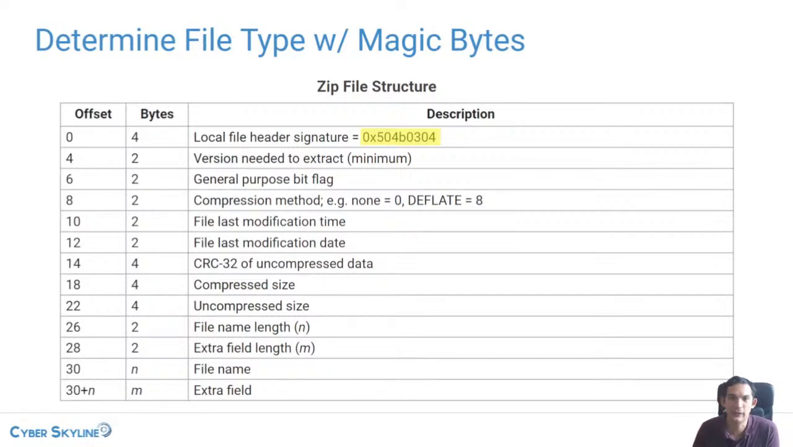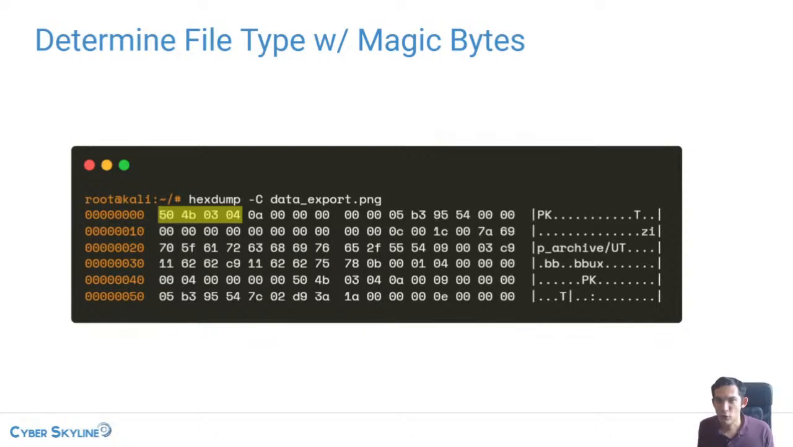That's what you're seeing over here. And so what we can actually do is, if we pull up a terminal and we run hexdump on our renamed data export PNG file, what we can see is that the file still starts with the magic bytes for a zip file. I have it highlighted here in yellow, the 504B0304. So even though this file ends in .png, it is still a zip file. It still matches the magic bytes for a zip file.